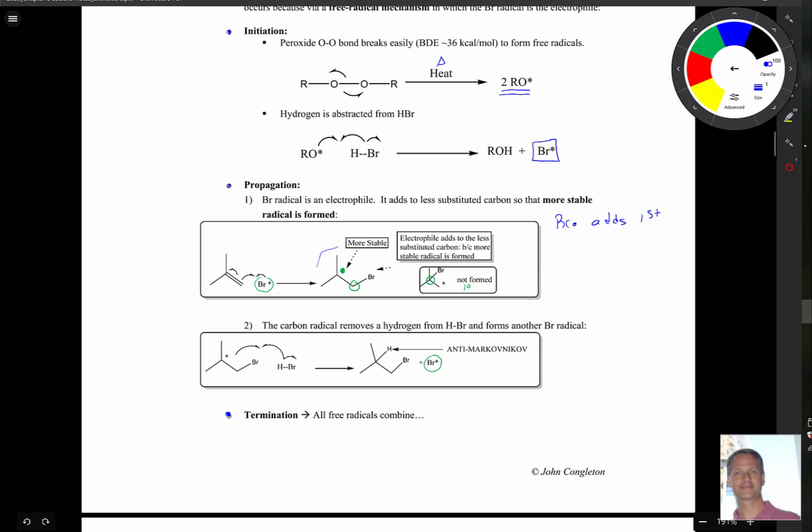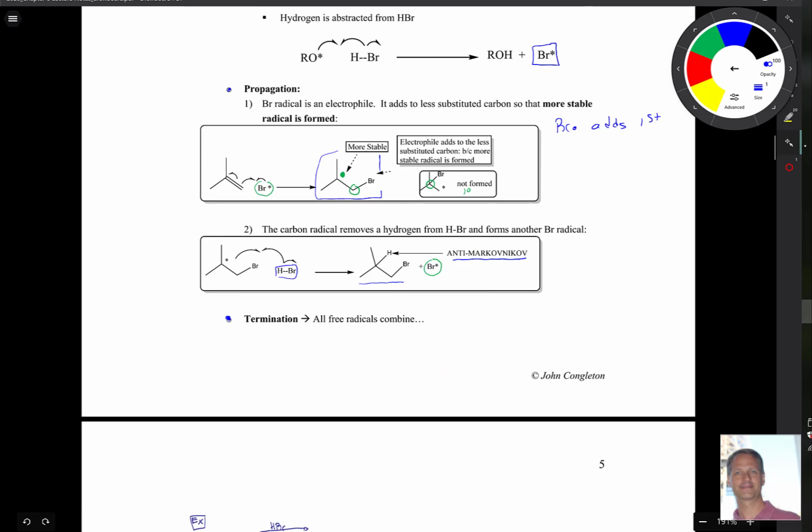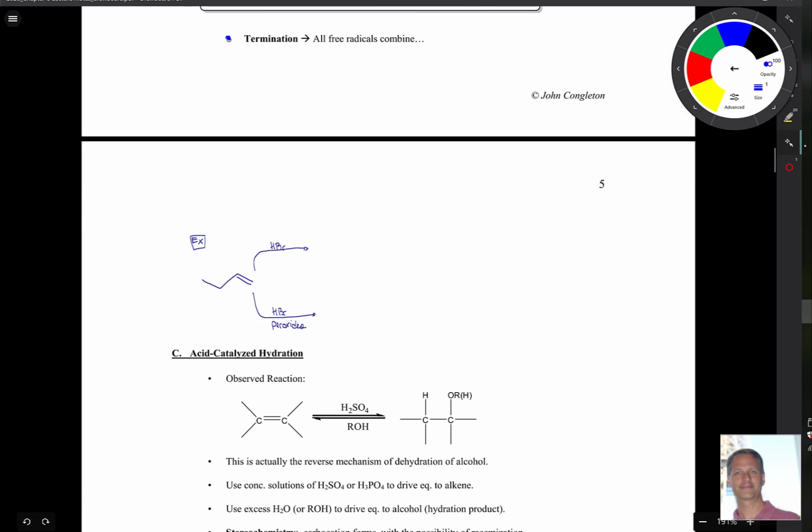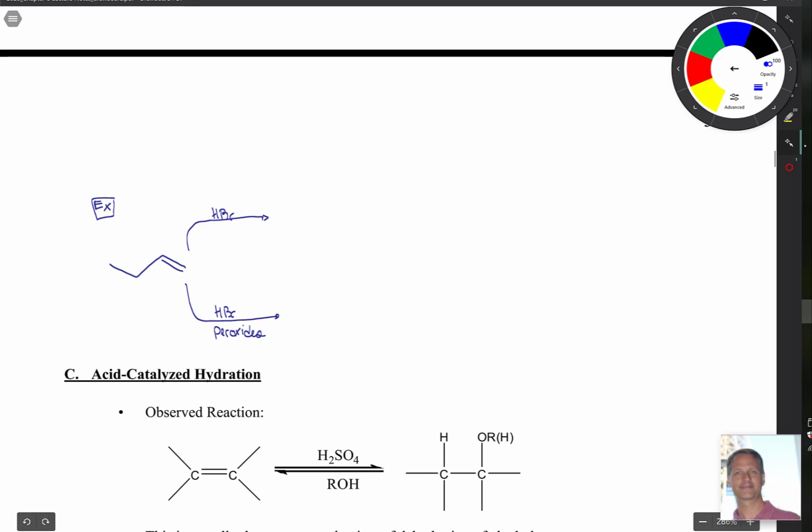So we take our radical that's here, and now we need to add H. So we go through, you got your HBr, you got your arrows here, and then you get your H at the less substituted carbon. And we call that anti-Markovnikov. So in summary, when we look at this reaction, we can see that there's a different regiochemistry here.